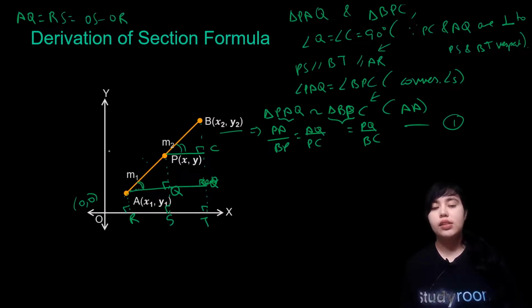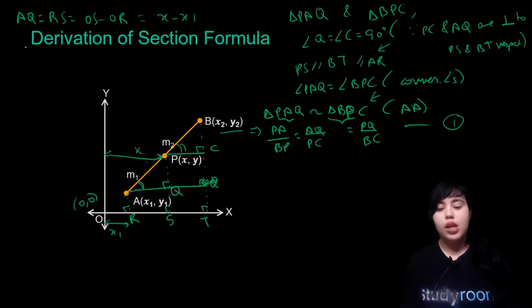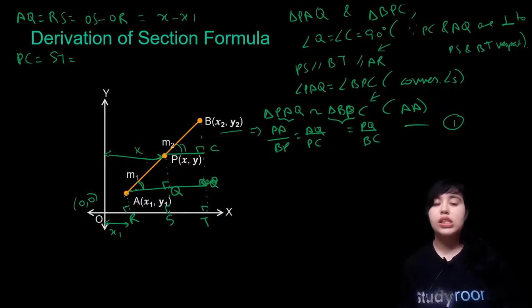This entire distance is X, and this OR distance is actually X1, because this is the X coordinate. So this distance is X1. Okay, and this is the X coordinate. So this is X, so this is going to be X minus X1. Then you calculate PC. PC is same as your ST, because this PCTS is actually a rectangle. Opposite sides are equal. So I'm basically writing these sides in terms of sides which we are having on the x-axis, because it's easier to find them then.